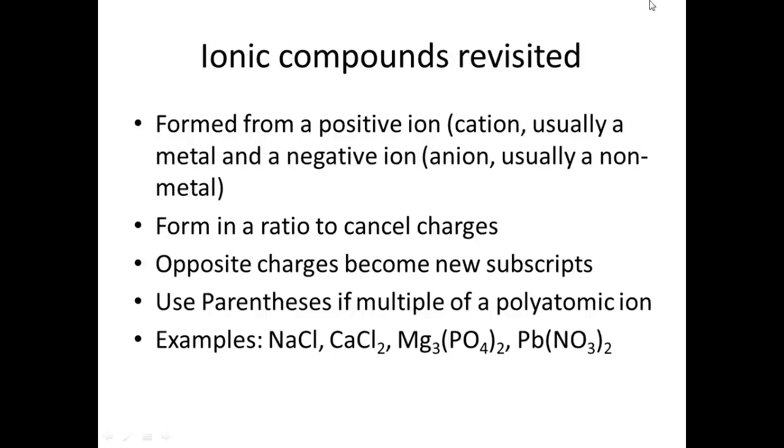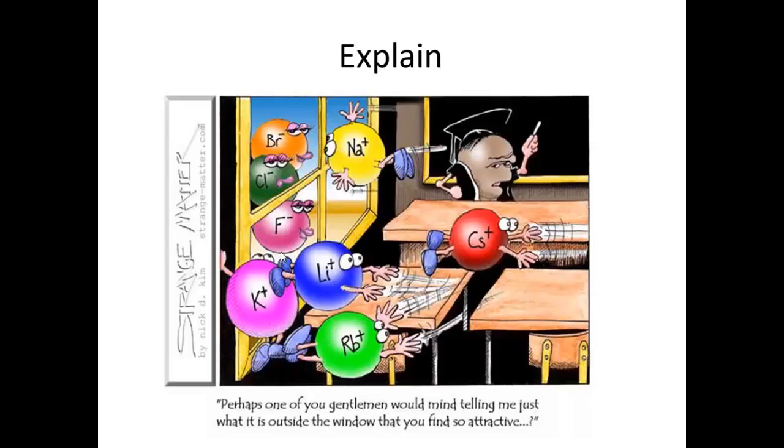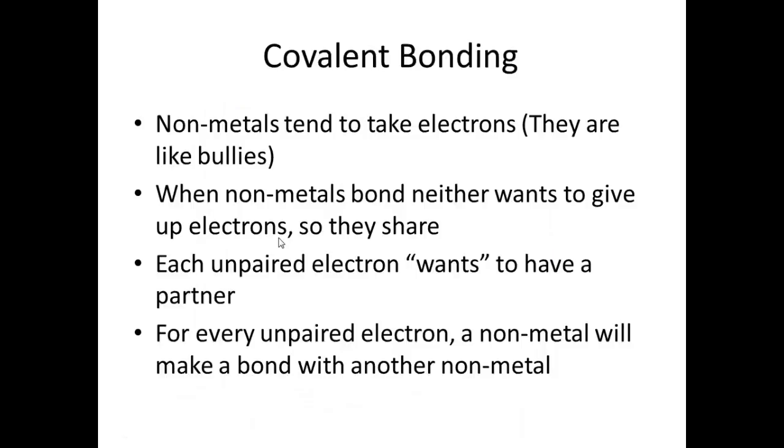So, they form in a ratio to cancel the charges. The opposite charges become the new subscript, and we use parentheses for multiple polyatomic ions. We're going to go over that when we're reviewing for our final, and here's a little cartoon that you guys can take a look at later. It's just the positive ions are attracted to the negative ions. Covalent bonding is what we're referring to in this lab.